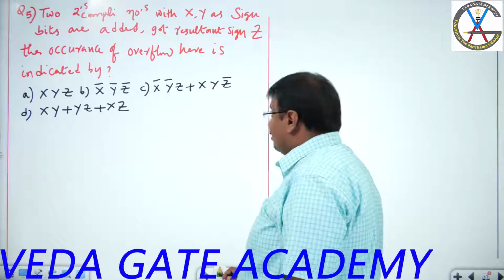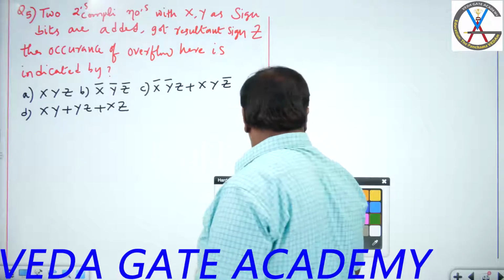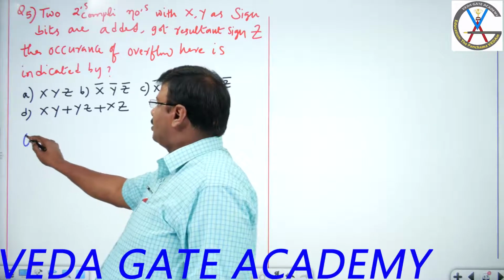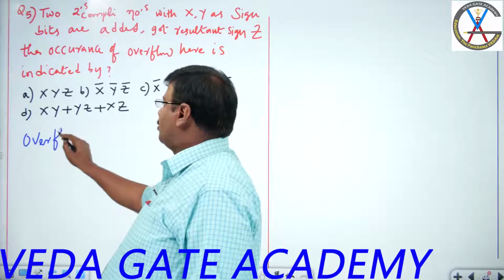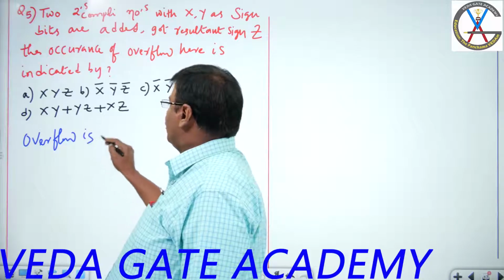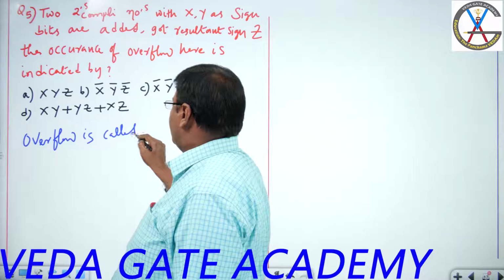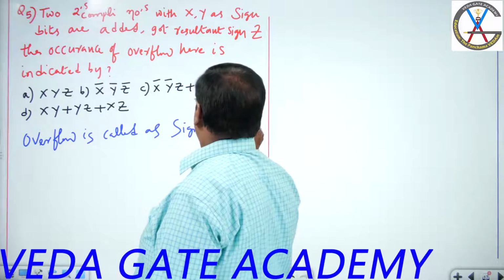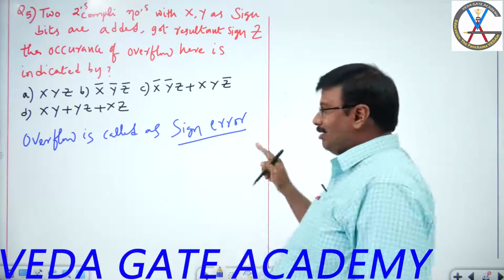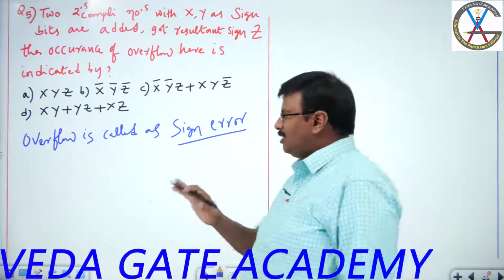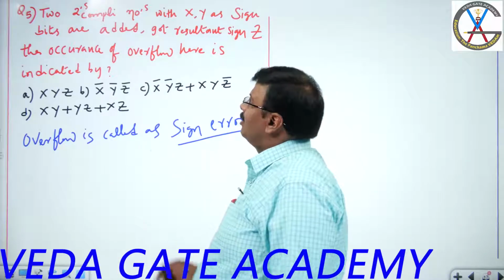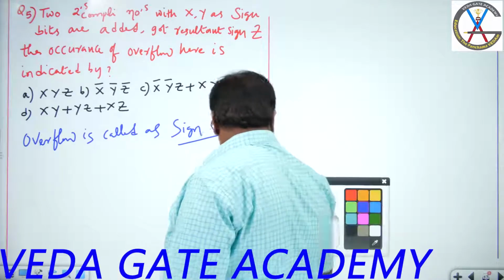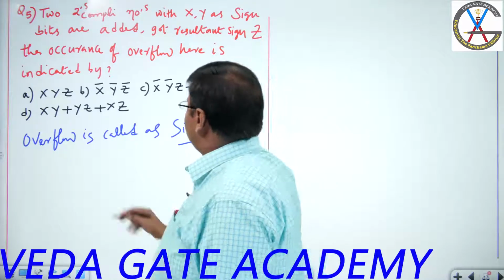In digital, in this particular term, overflow is called a sign error. I repeat, it is a sign error. Overflow means not carry, it is a sign error, especially in 2's complement operation. Overflow in 2's complement addition is called overflow.